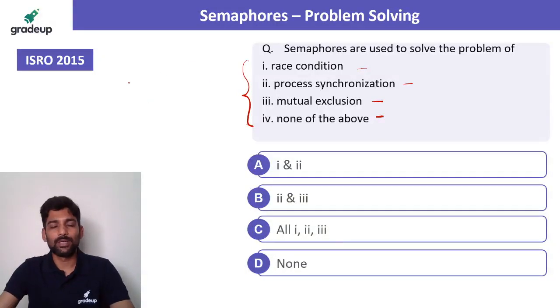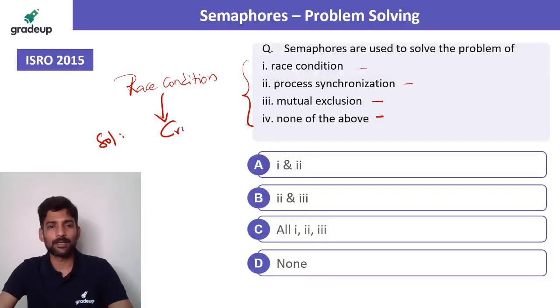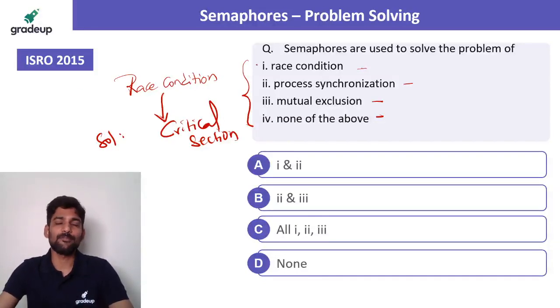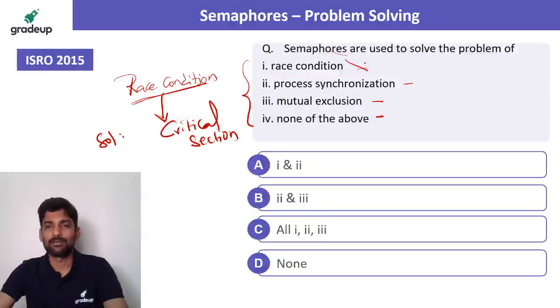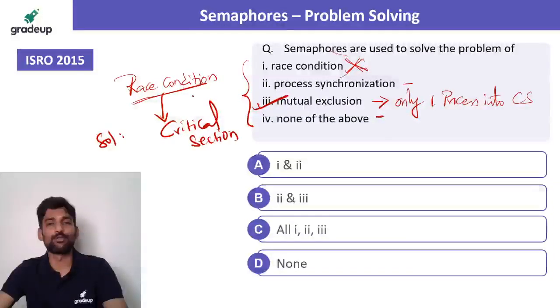But see, guys, we know that race condition is a problem. To solve this race condition, we have got the solution as what? Critical section. So, semaphores is not the solution for race condition. So, it is wrong. Yes, semaphores is the solution for mutual exclusion. What is this mutual exclusion? Only one process in critical section. Yes, we can do that with binary semaphore. So, semaphores is used for that.